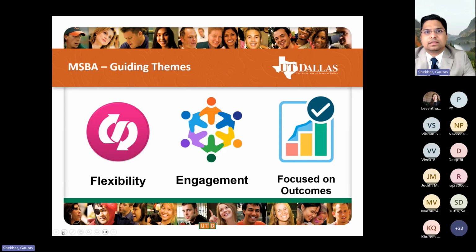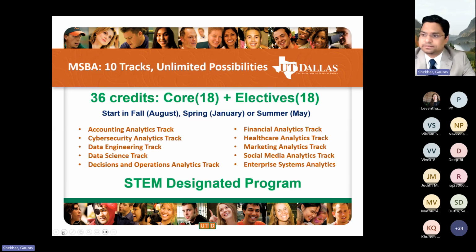We constantly look at things because we want to make sure that you are getting the best experience, but at the same time, whatever you came to UTD for, we get you close to that as well. As I mentioned, we have 10 different tracks. So this program is for 36 credits. Half of them are core classes, and then the other half is electives.